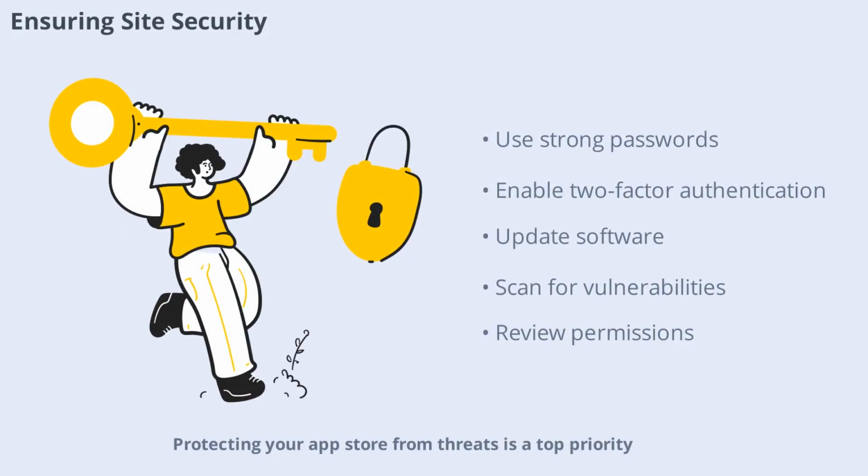Protecting your App Store from threats is a top priority. Use strong passwords for all accounts, enable two-factor authentication if available, and keep your software up to date. Regularly scan your site for vulnerabilities and review user permissions. Taking proactive security steps helps safeguard your data and your users' trust.